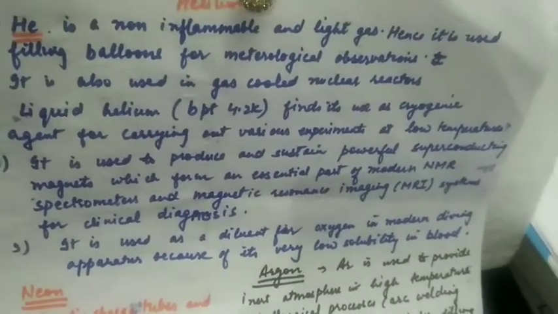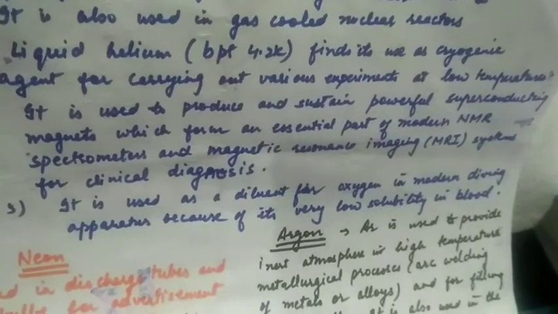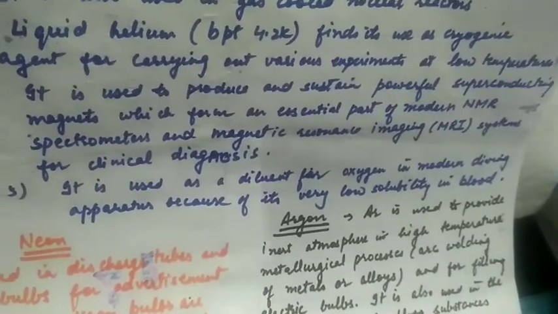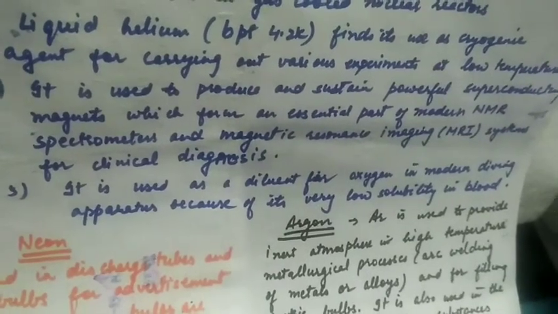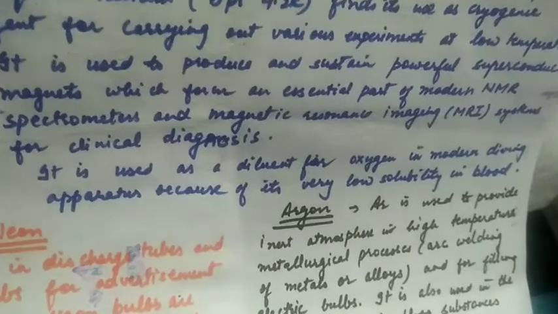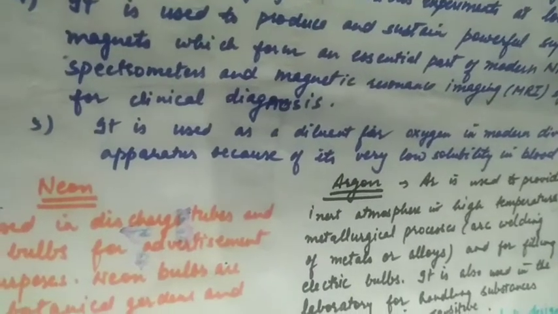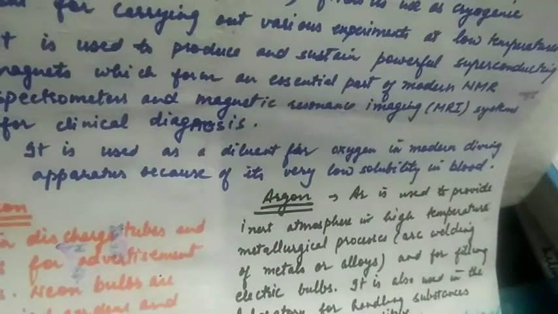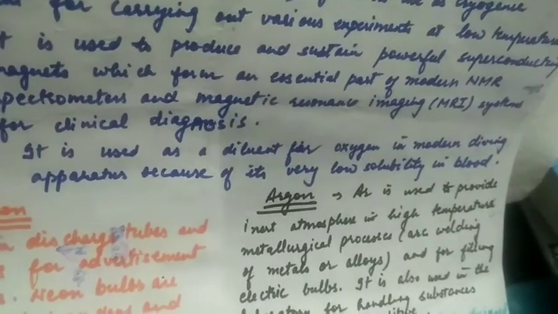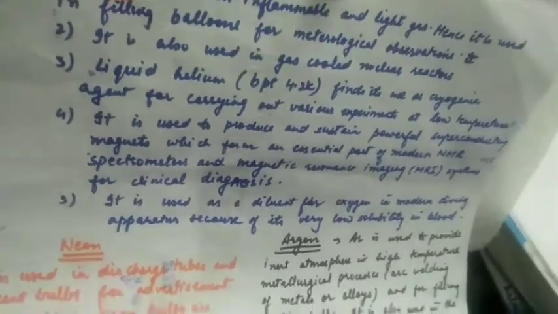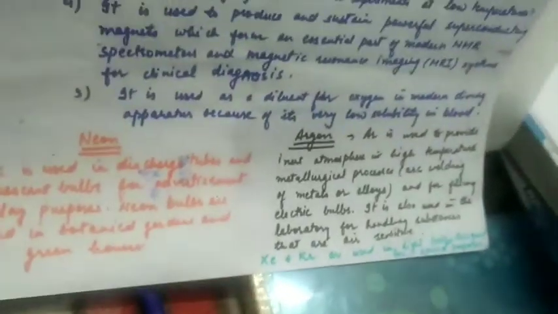It is used to produce and sustain powerful superconducting magnets, which form an essential part of modern NMR spectrometers and magnetic resonance imaging systems for clinical diagnosis. Helium is also used as a diluent for oxygen in modern diving apparatus because of its very low solubility in blood. Earlier nitrogen was used, but it causes cramps in divers.